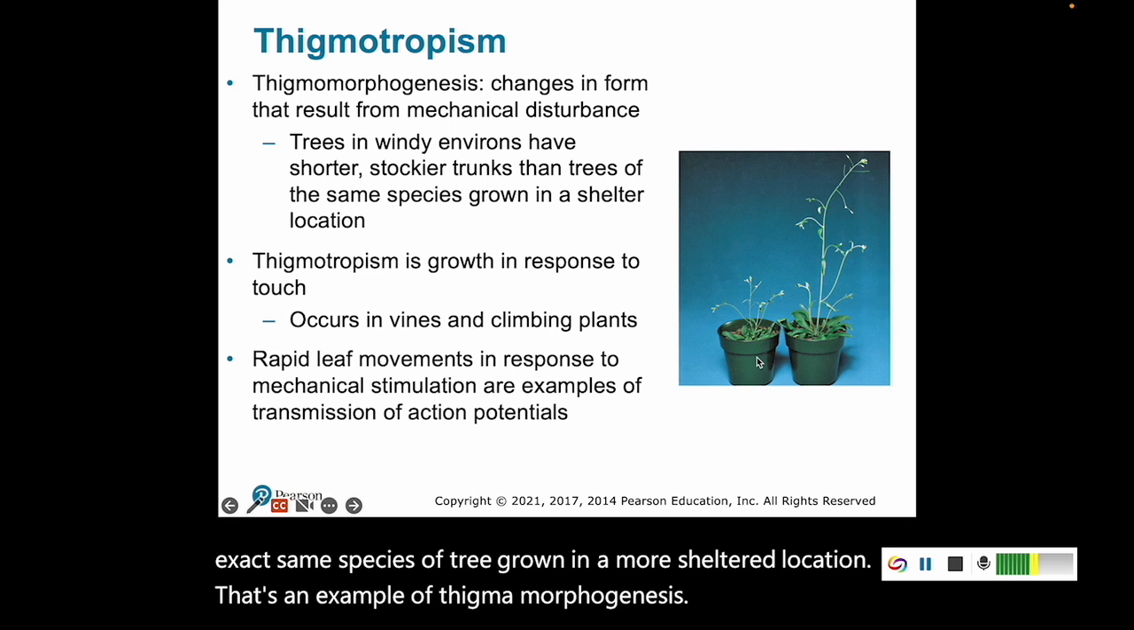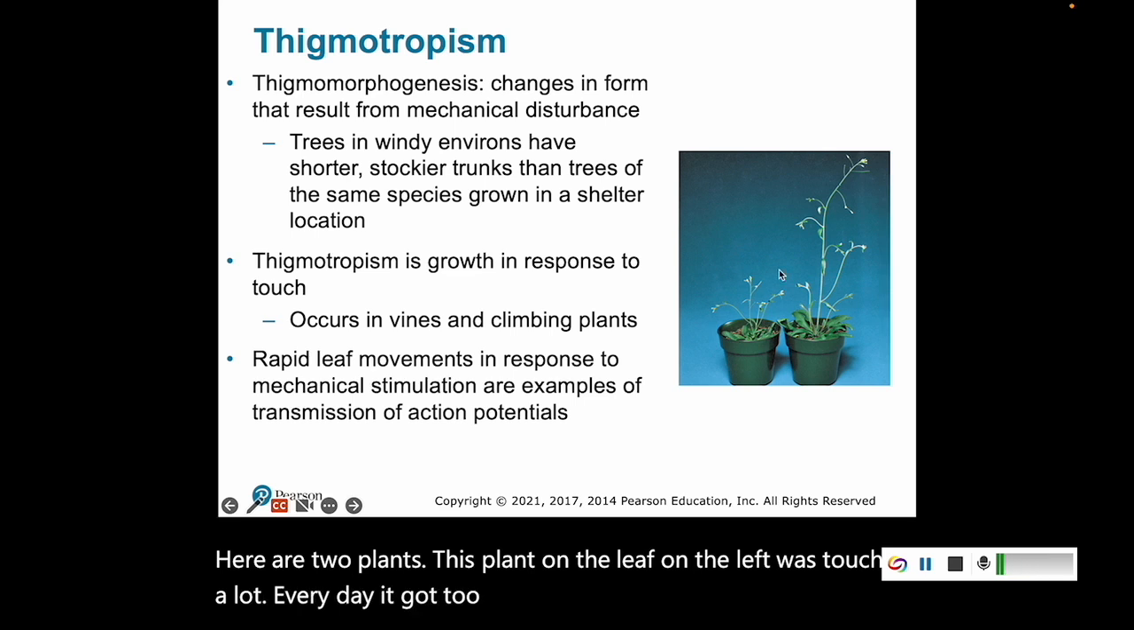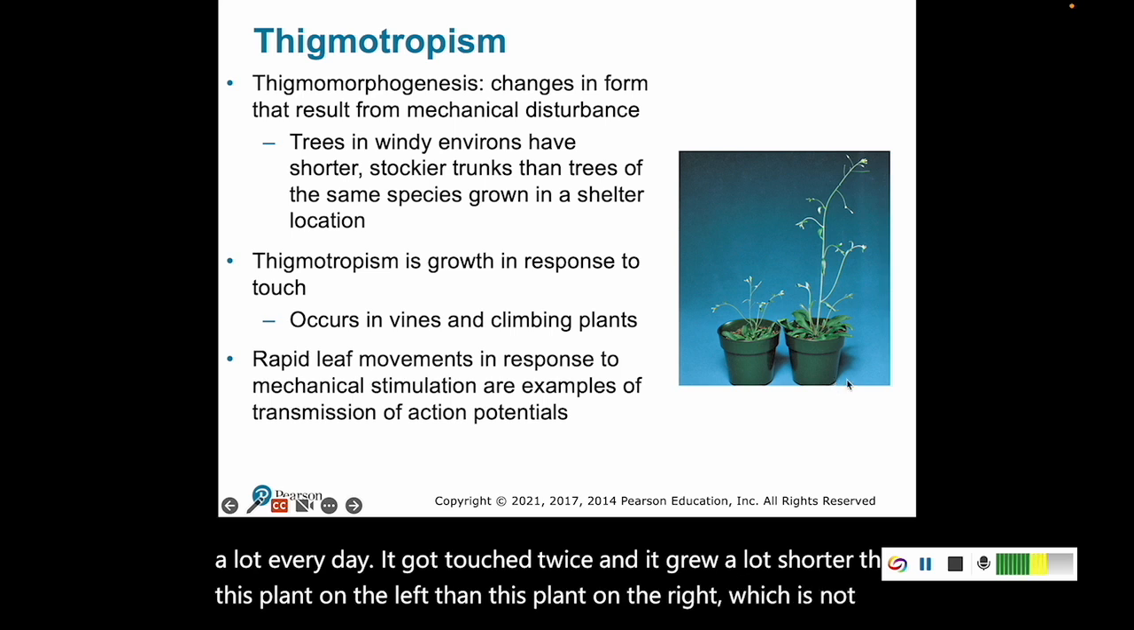Here are two plants. This plant on the left was touched a lot. Every day it got touched twice. And it grew a lot shorter than this plant on the right, which is not touched. That's thigmomorphogenesis.